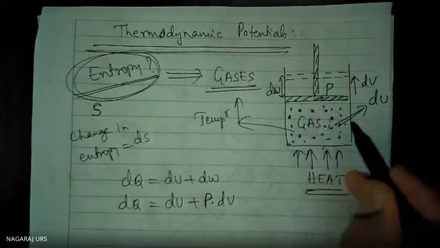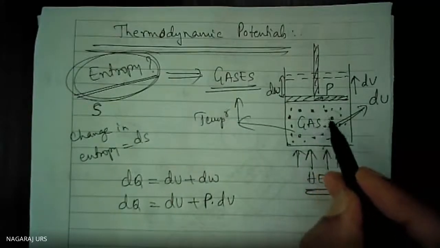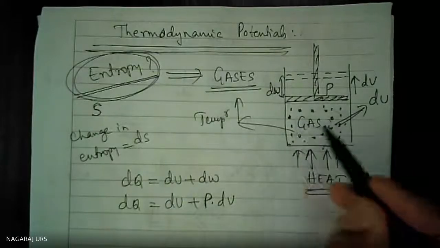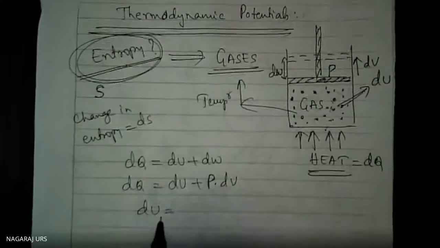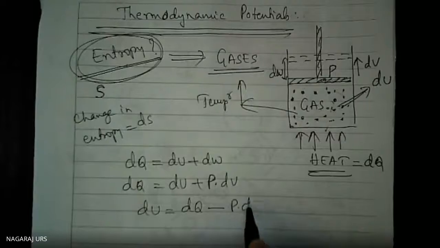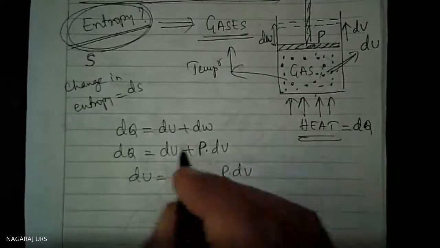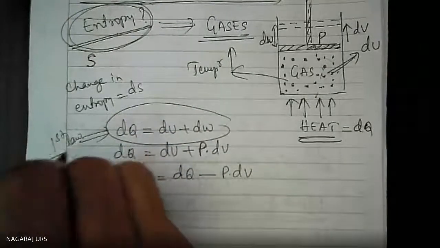These gas molecules are moving here. If they are moving slowly, internal energy is small. If they are moving with a larger amount of vibration, the internal energy is more. Therefore, dU is equal to dQ minus P dV. This is the first law of thermodynamics.